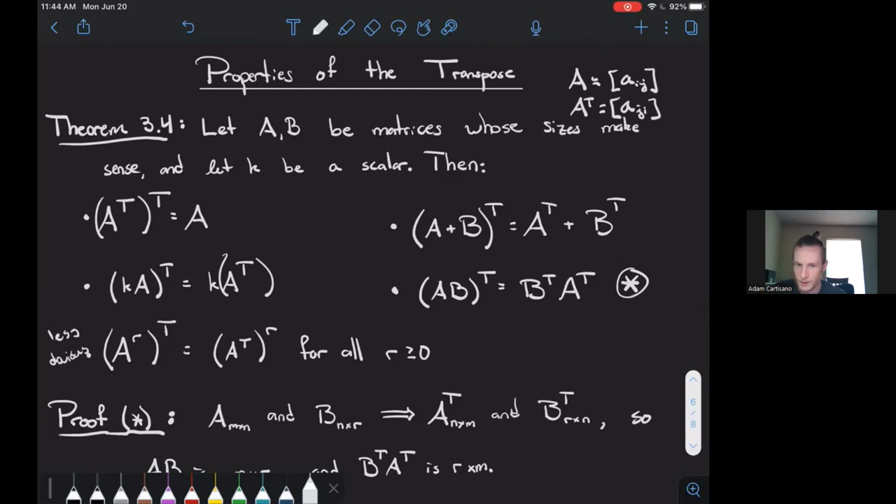But here's the least obvious one, this fifth property, which I've starred. If you multiply two matrices and then take the transpose, the thing that you get is not the product of the transposes in the same order, but it's the product of the transposes in reverse order. You have to switch the order of multiplication, but also transpose both. And then when you do it, you always get the same matrix back. This is kind of surprising. And we're going to prove that one. There's a proof in the book as well, but this is the least obvious one, but it's also kind of the coolest.